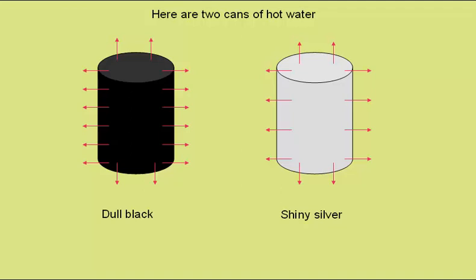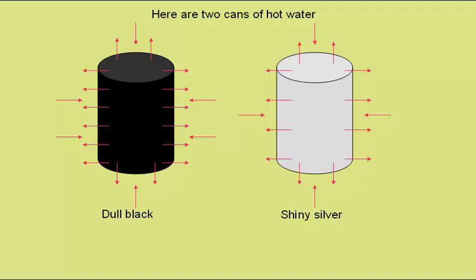Now to show the radiation being absorbed by the cans. I've shown 6 arrows going into the dull black can and only 4 going into the shiny silver can, because black surfaces are also better absorbers of thermal radiation. So overall, the black can has a net loss of 10 arrows of radiation, the silver can a net loss of 8 arrows of radiation.